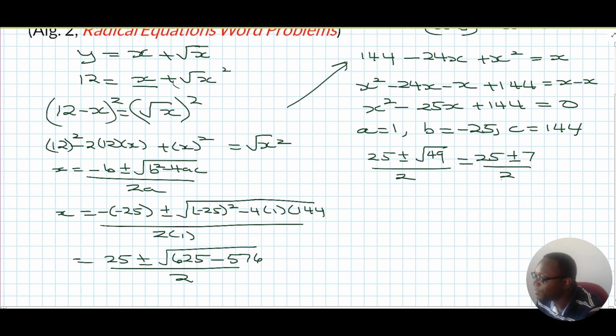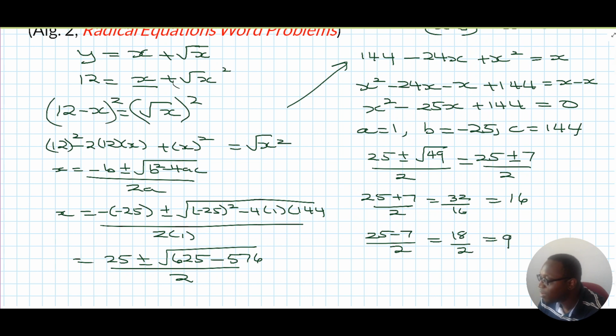So now we have two different answers. We have 25 plus 7 divided by 2, which is 32 divided by 2. We have 16. This is going to be 16. The other choice is 25 minus 7 divided by 2, which is 18 divided by 2, which is going to give you 9.